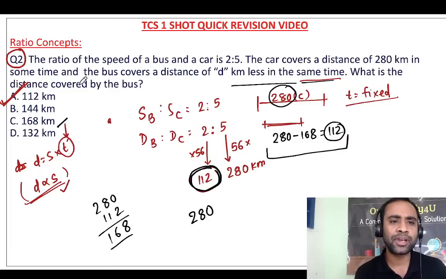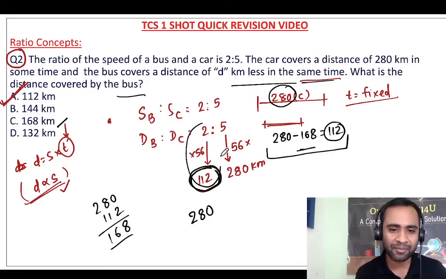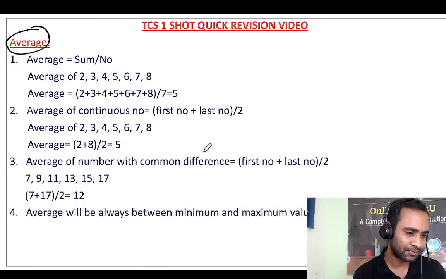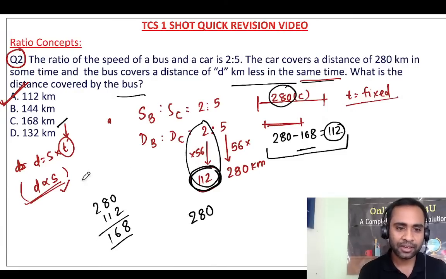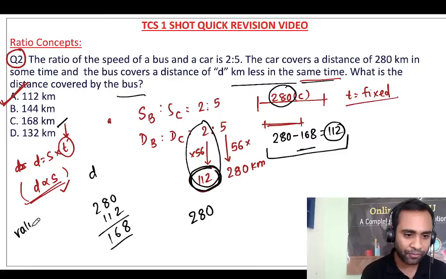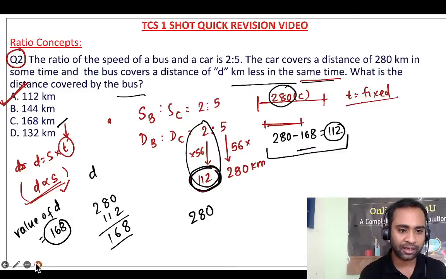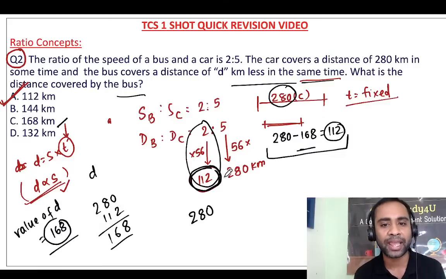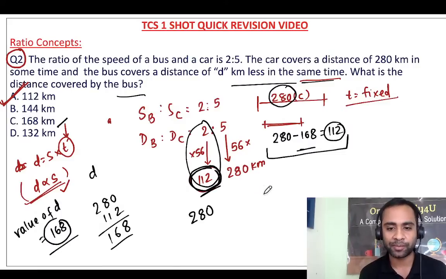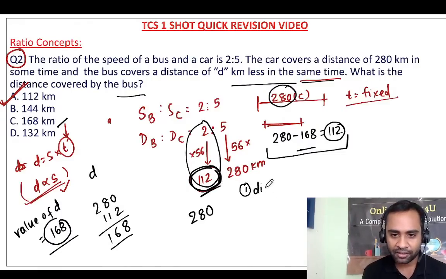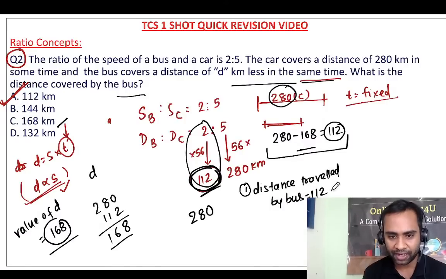The car covers a distance of 2 in some time, and the bus covers a distance d kilometer less. So this is the distance it is covering less. So what is the distance covered by the bus? The distance covered by the bus is this, man. See, they did not ask the value of d. If they ask the value of d, then your answer will be 168 kilometer, right? They are asking the distance traveled by the bus, that is, my dear friends, 112 kilometer.